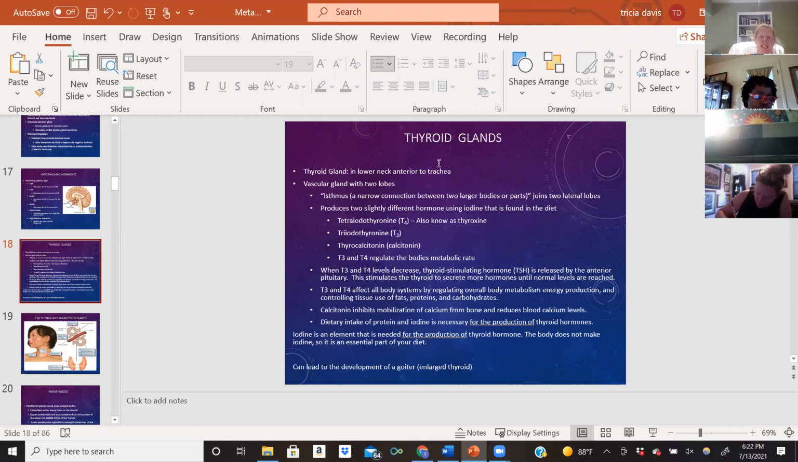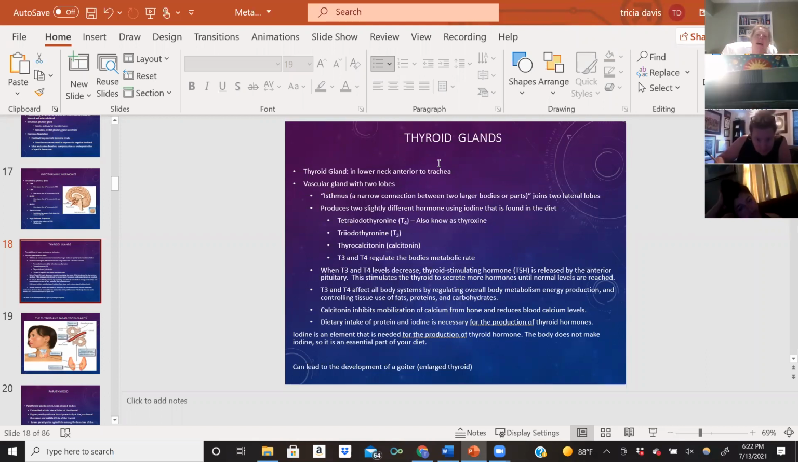They also secrete thyrocalcitonin, which is also called calcitonin. Our T3 and T4 levels are very important because those levels help regulate our body's metabolic rate. So when our patients have issues with a decreased metabolic rate or too fast of a metabolic rate, then we know that it's an issue somewhere with the thyroid gland and these T3 and T4 levels.